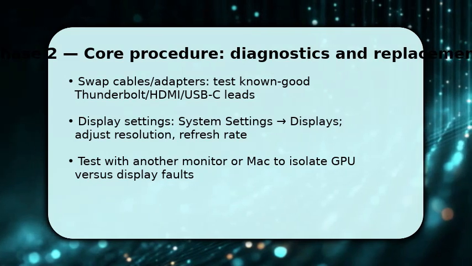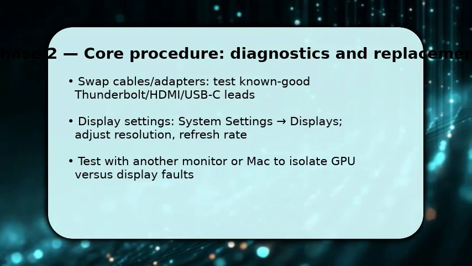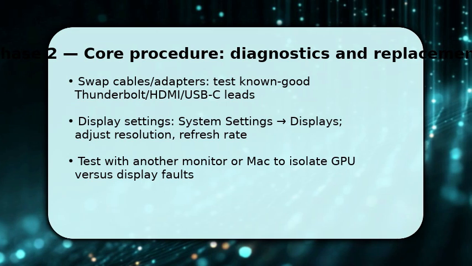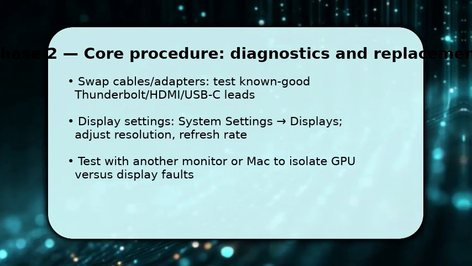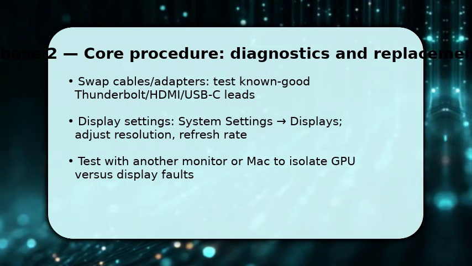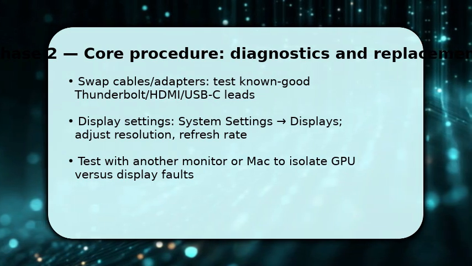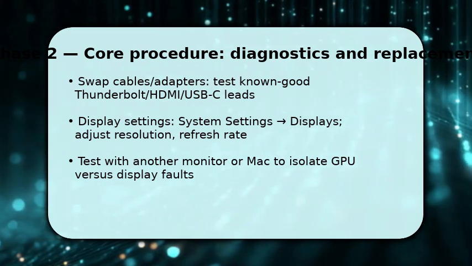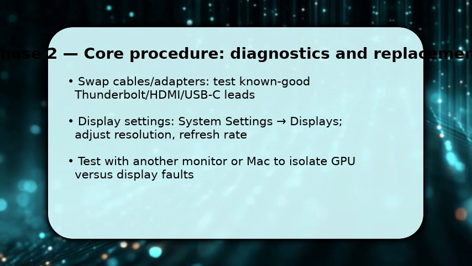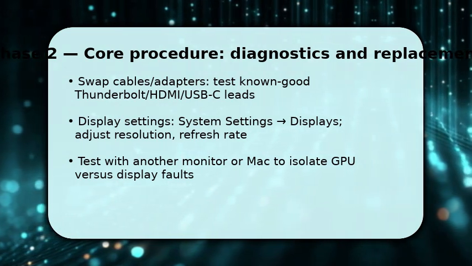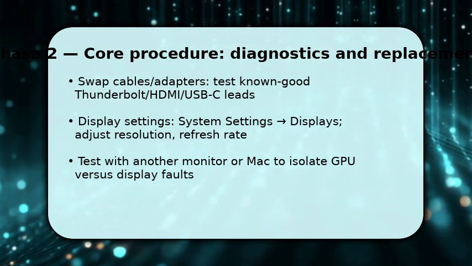Next, swap cables and adapters immediately to rule out simple failures. Use a known good Thunderbolt or HDMI cable and a compatible adapter. Then open System Settings, go to Displays, and change resolution and refresh rate to see if the image returns. This helps when scaling or rate mismatches cause blank screens.